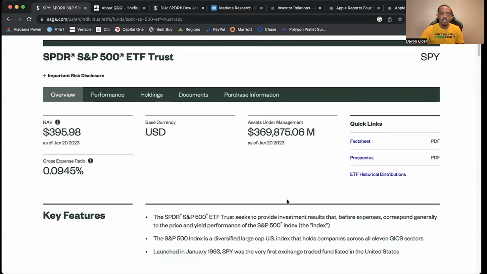Okay, y'all, so let's start this off by looking at ticker symbol SPY. Okay, this is the largest ETF on the stock market, and this tracks the S&P 500. And if we look at the assets under management, this fund has about $369.8 billion in terms of assets under management. Okay, so there is a lot of money going into this fund every single day.